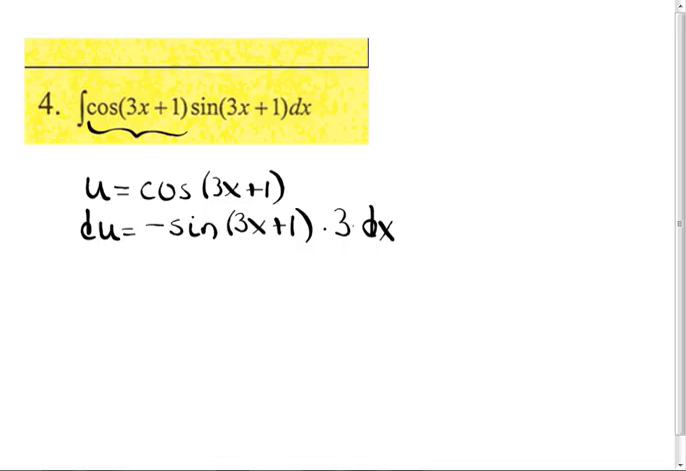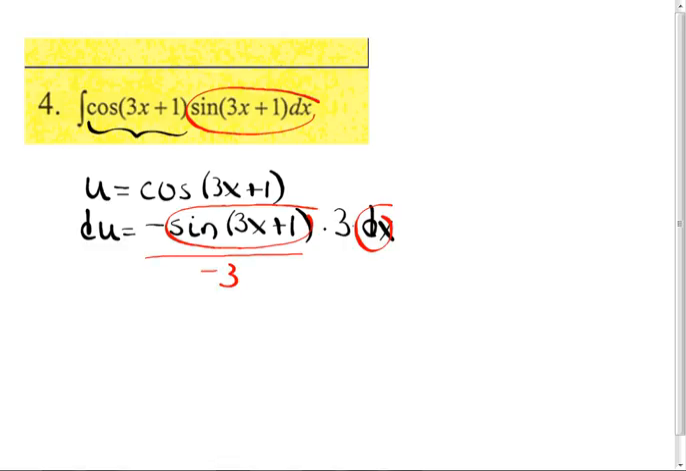Okay, so I'm just going to substitute. Well, I almost have everything. I want the sine of 3x plus 1 dx. So it's this. What don't I want? I don't want the negative 3. So how would I undo that? Divide by negative 3. Some of you may say, well, I just want to solve for dx and I'll substitute in and let things cancel out. You can do that. I think it's more complicated, because if you see it this way, it's faster.